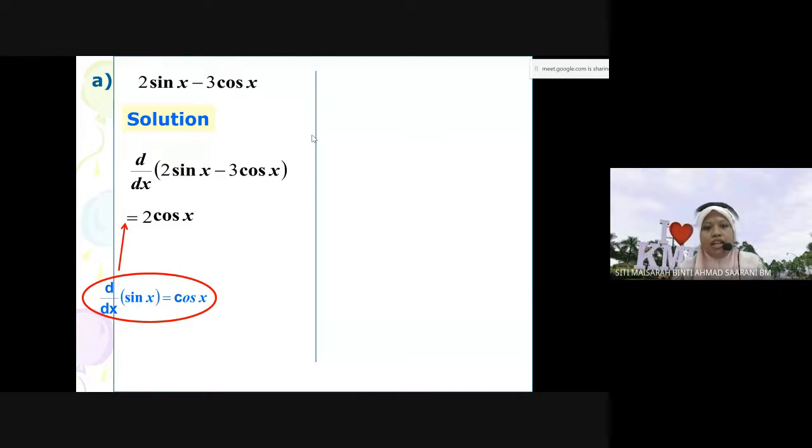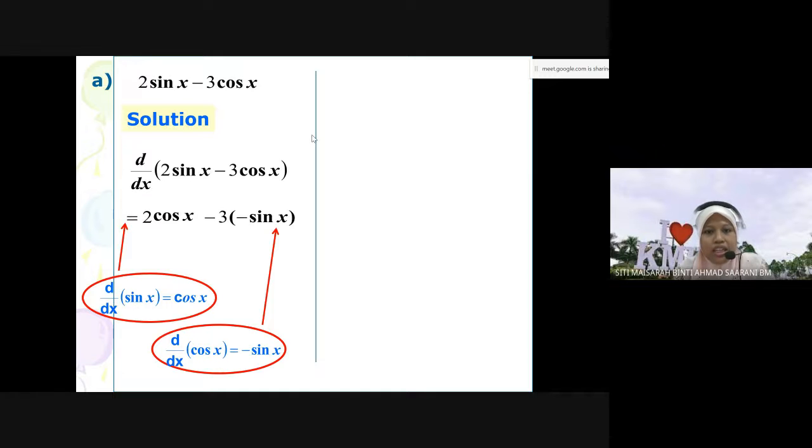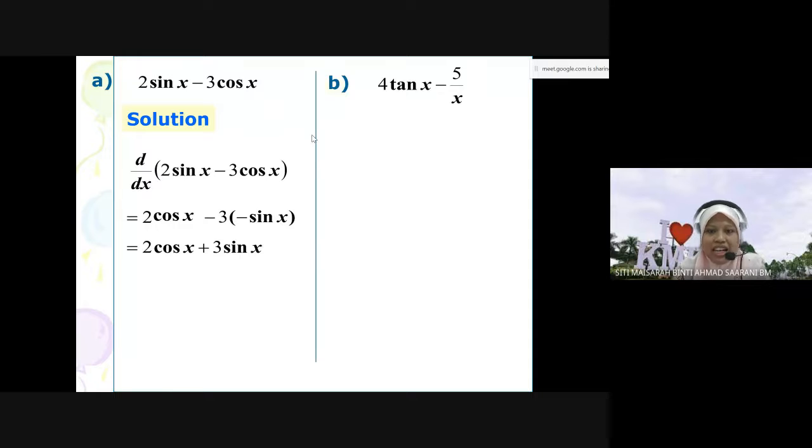So sin x dia akan jadi cos x. So 2 kat depan tu kita salin balik. So we copy 2, then differentiate sine x becomes cos x. So then it's 2 cos x minus, okay, minus differentiate 3 cos x. We apply differentiate cos x with respect to x, it becomes negative sine x. So then negative 3 we copy, minus 3 differentiate cos x is negative sine x. So then we simplify the answer, we get 2 cos x plus 3 sine x.